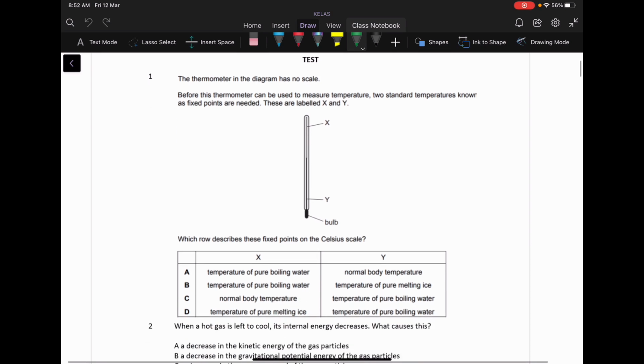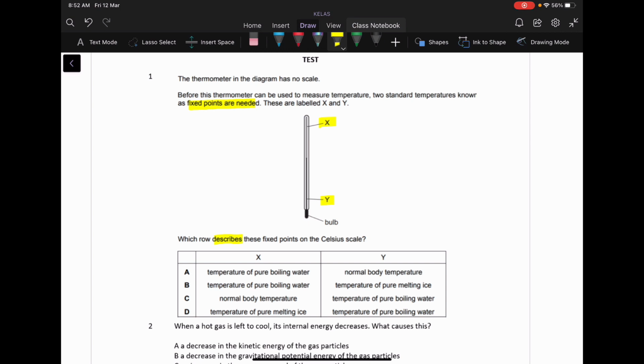Let's look at the first question. The thermometer in the diagram has no scale. Before this thermometer can be used to measure temperature, two standard temperatures known as fixed points are needed. These are labeled X and Y. The question asks which row describes these fixed points on the Celsius scale.